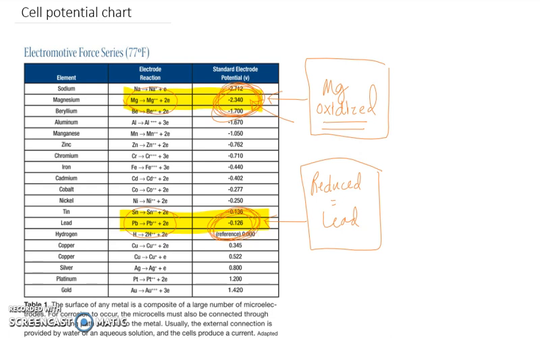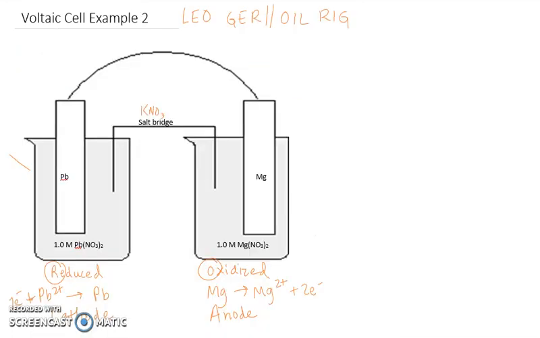Again, because cell potential charts are almost always written as reduction potentials, the most positive reduction potential is going to be the species that's going to be reduced. The other one is going to be oxidized. So again, I figured that out from this cell potential chart. So now that I know that, let's go ahead and add a couple of quick things onto my voltaic cell.